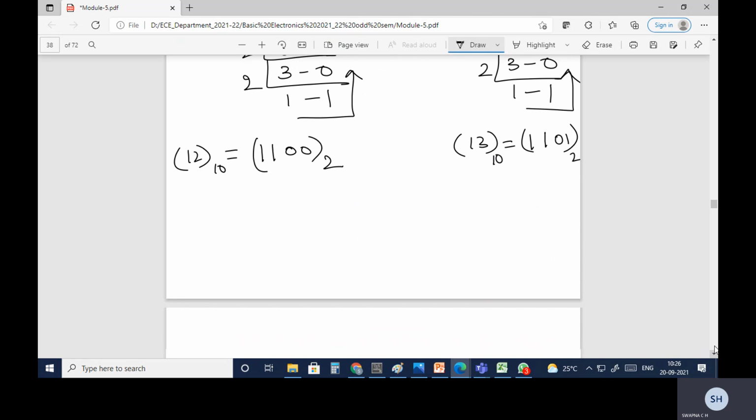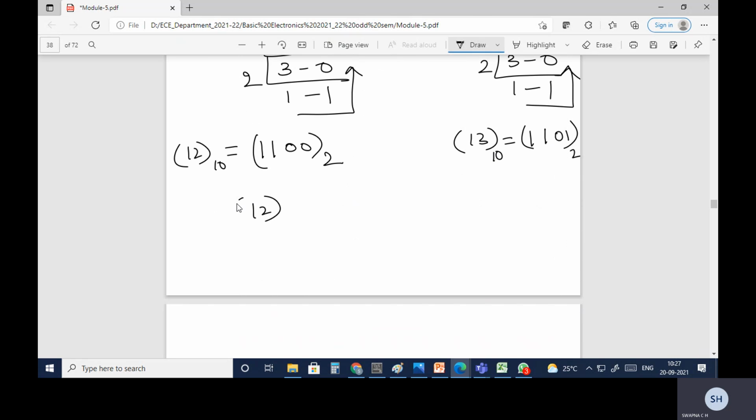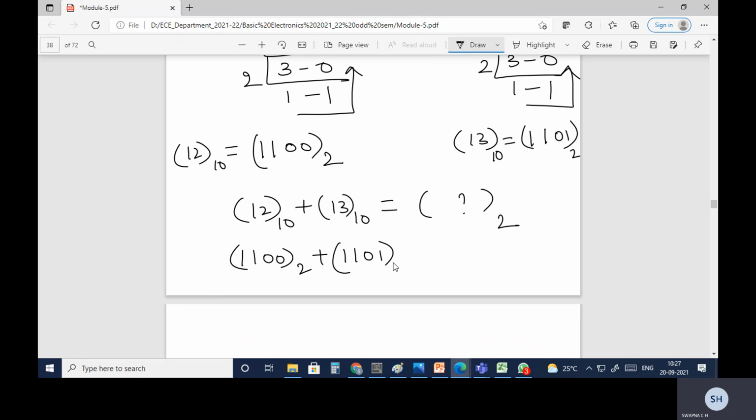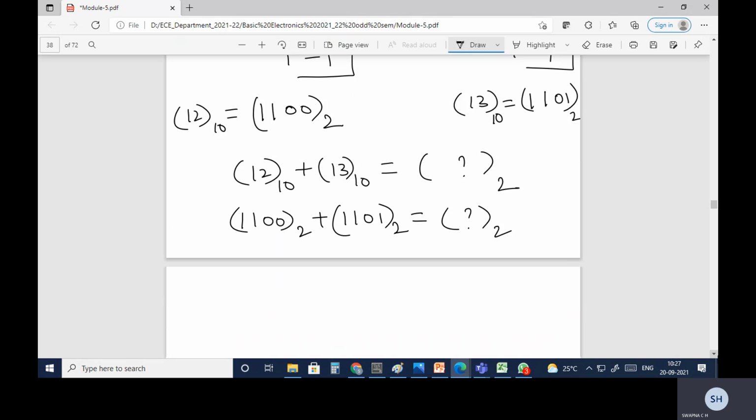Now the given question is that I need to add 12 plus 13 base 10 and I want the result in binary. So you already know the binary equivalent of 12 is 1100 base 2, plus the binary equivalent of 13, which is 1101 base 2. This you can add and give the result.